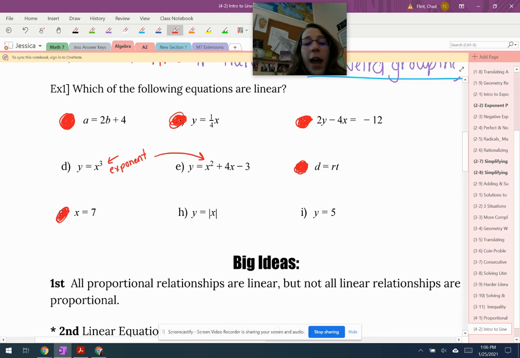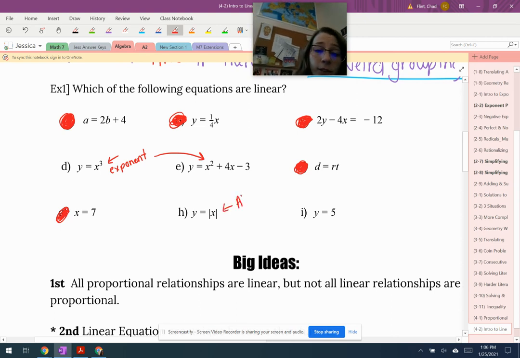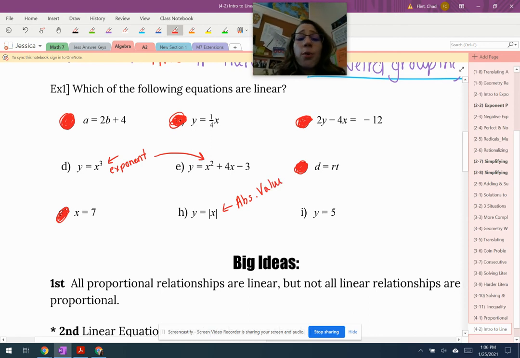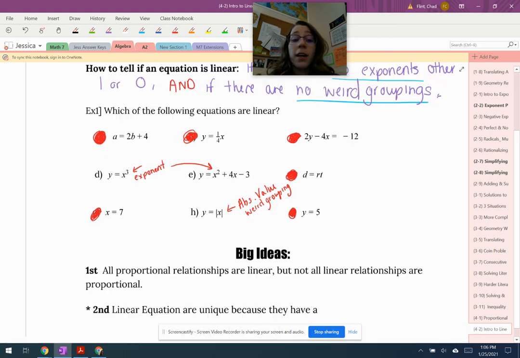H, remember those are our absolute value bars. And those are considered a weird grouping. That does count as a weird grouping, which means that that would not be linear. And last but not least, y equals 5. No exponents, no weird groupings. So 1, 2, 3, 4, 5, 6 of them are linear out of the 9.